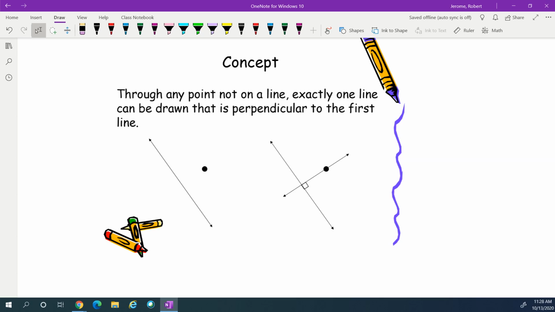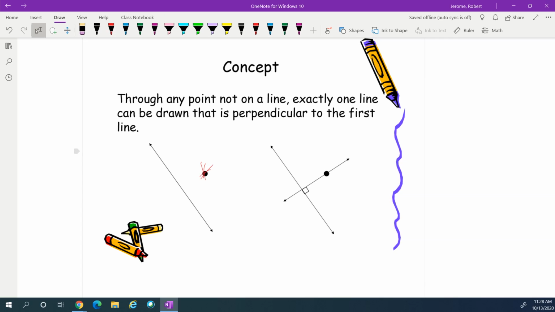Same thing with perpendicular, and you guys know what perpendicular means. So while I can draw a million lines through that point, only one of them is going to be perpendicular to the original line. So again, some important concepts.